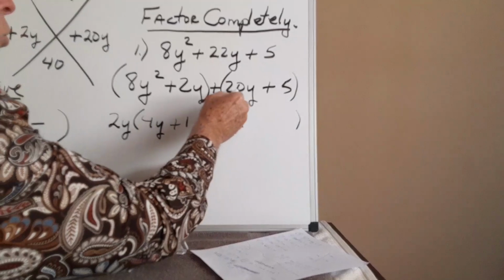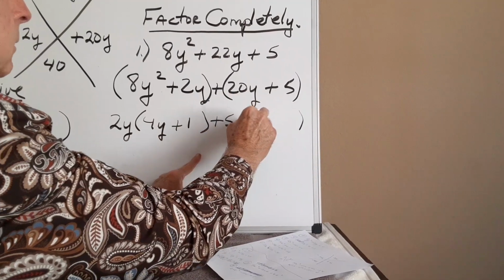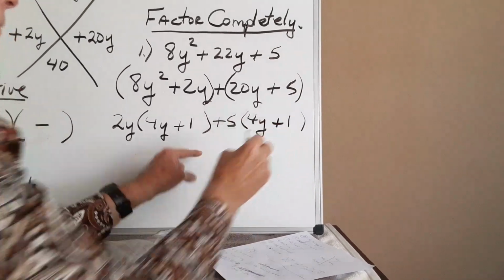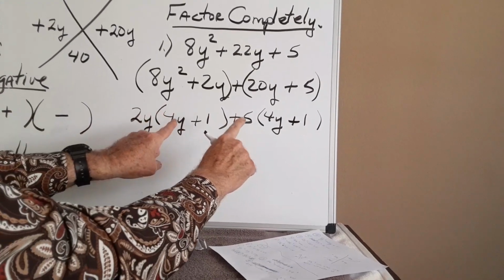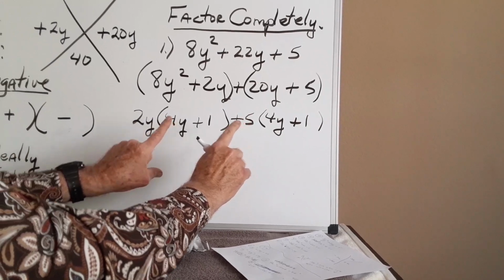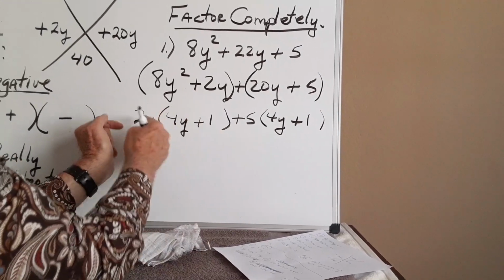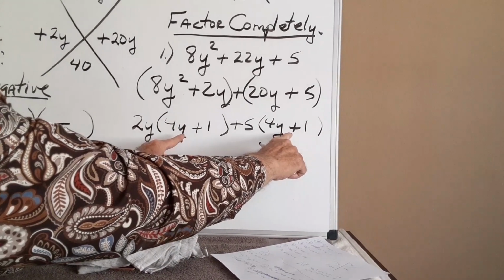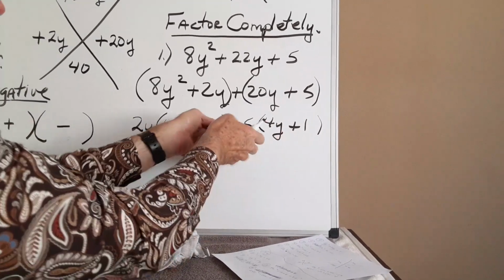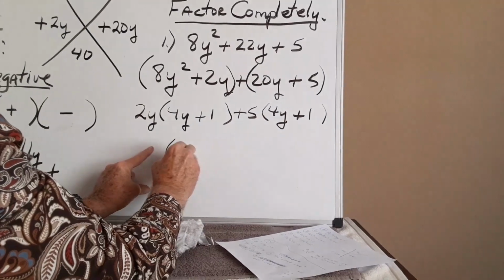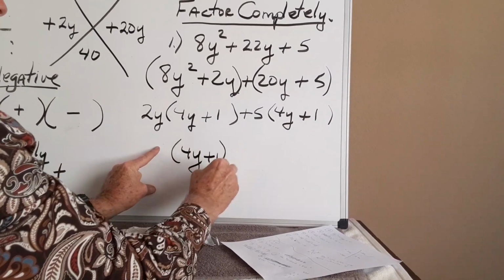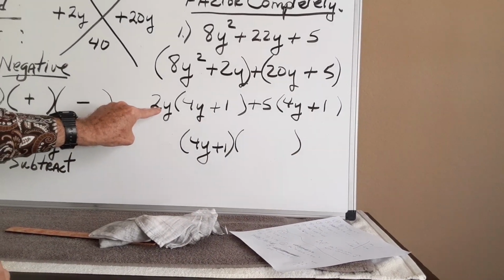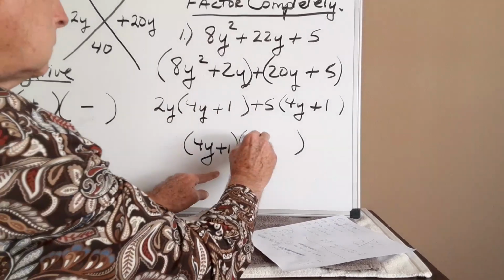Divide it twice, 20y divided by 5. And positive 5 divided by positive 5. And now we complete our factorization. Here's our first term. And there's our second. And they both contain a common binomial factor of 4y plus 1. So we pull out that common binomial factor of 4y plus 1, and the other factor will be made up of the turkey and the gravy.